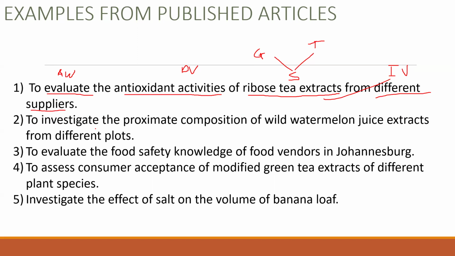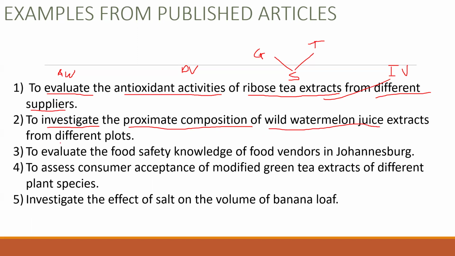Okay, they want to investigate. That is the action word. Investigate what? The proximate composition. Proximate composition is like, for those who are doing nutrition studies, you want to see the total carbohydrate, the total energy, and total. So I'll just take one of them. Maybe we want to see the total crude protein of wild watermelon juice extract from different plots.